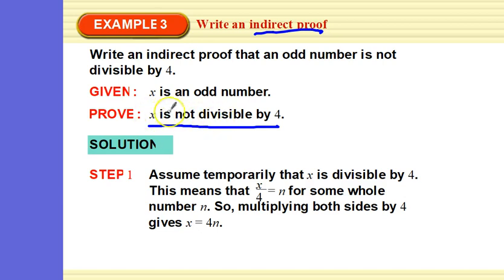So temporarily assume that x is divisible by 4. All right, so then this means that x divided by 4 equals a number, for some whole number n. So multiplying both sides by 4 gives you that x equals 4 times the whole number, right?